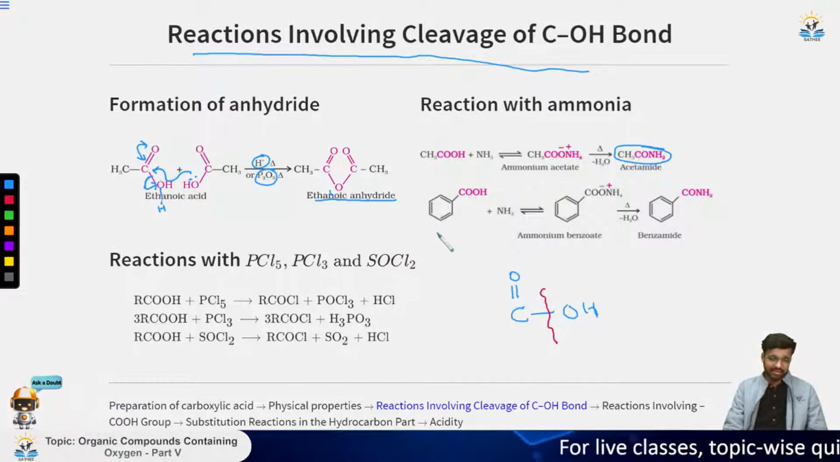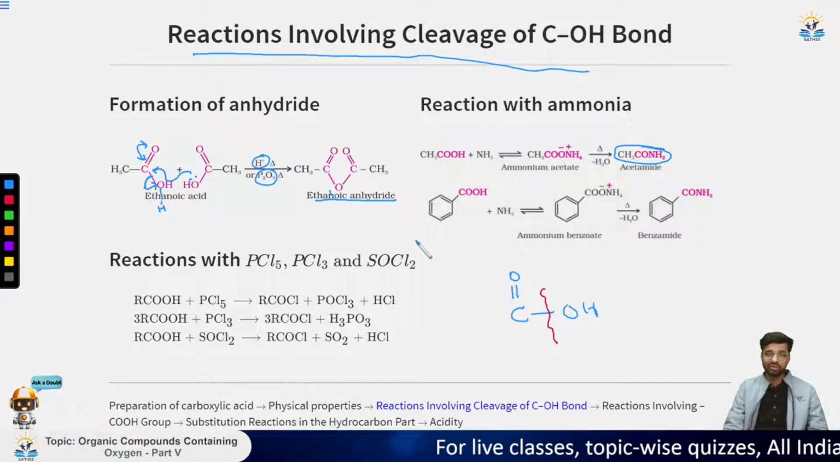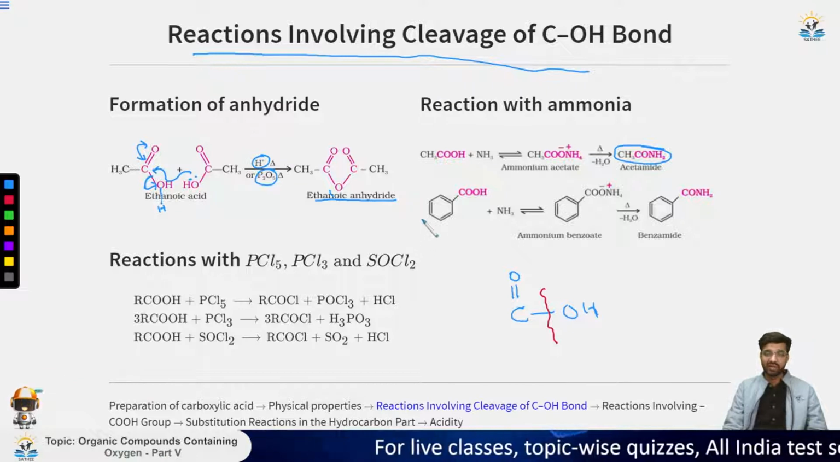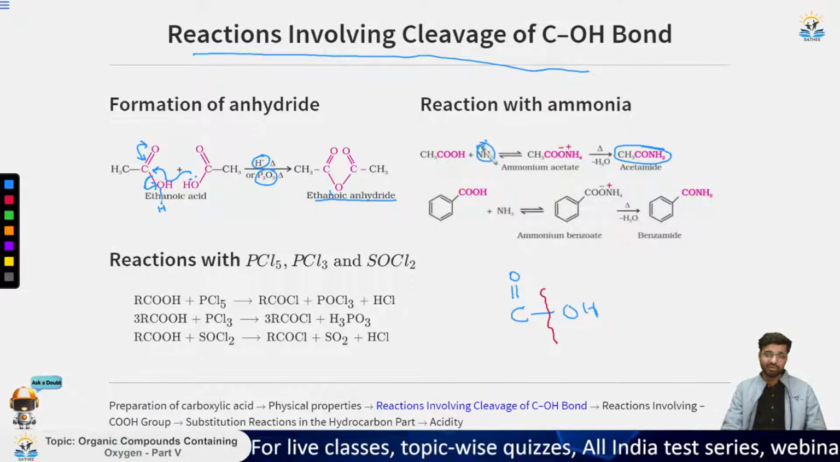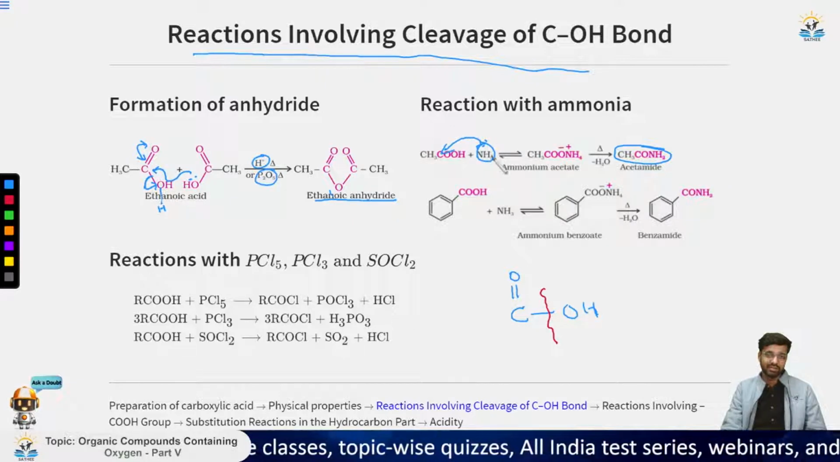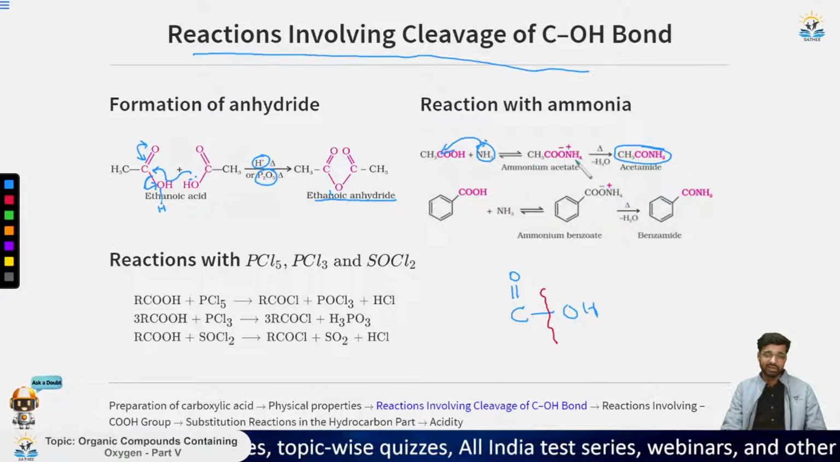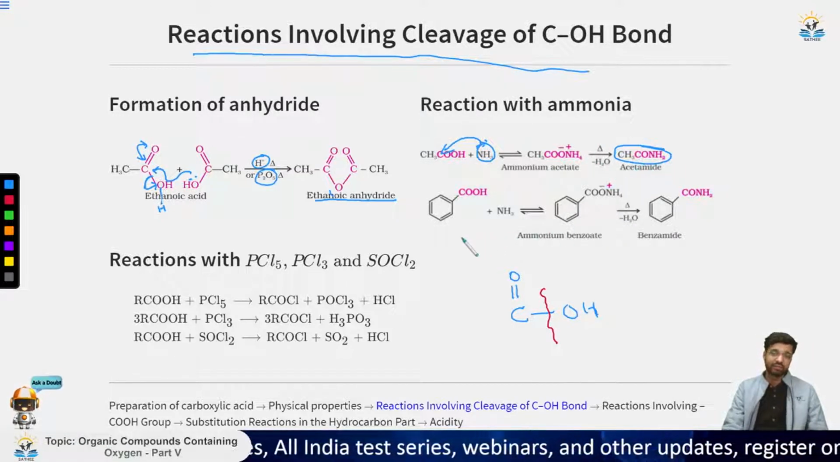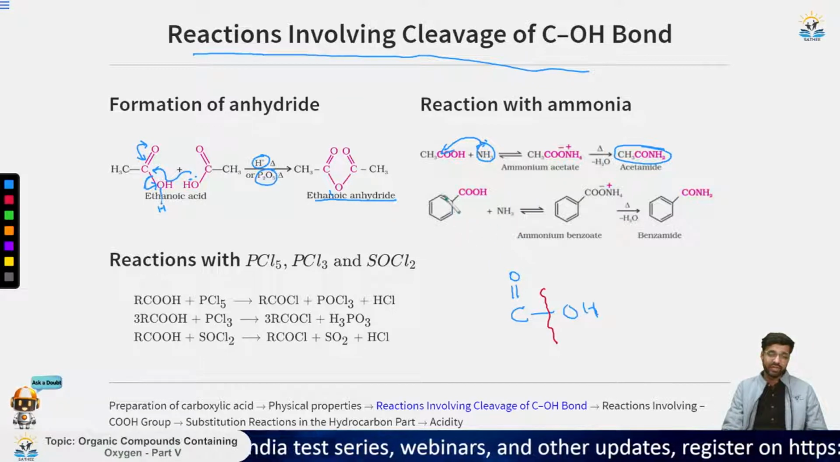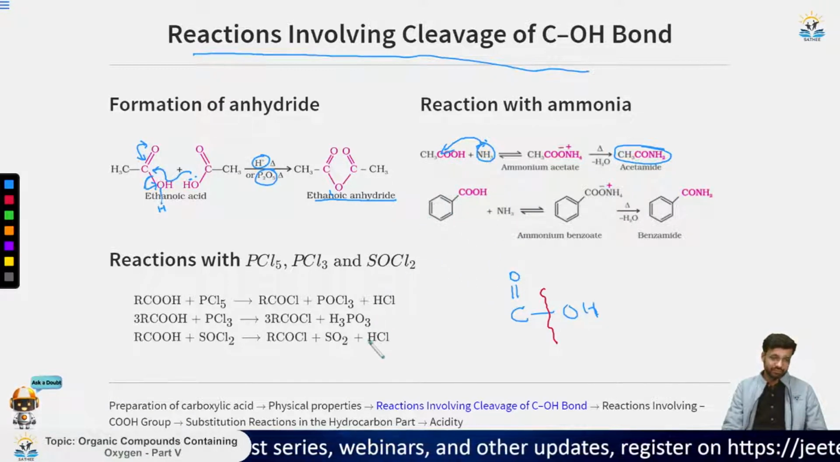But in the reverse reaction, we are simply reacting with the substrate that is required to be added to this carboxylic acid. For amide, we need this ammonia molecule, so we simply react it with ammonia. This lone pair attacks on this OH and it leaves, and you get your ammonium acetate. You heat this and it gets dehydrated, giving you the amide. Similarly, if you have benzoic acid, you can have the same reaction.